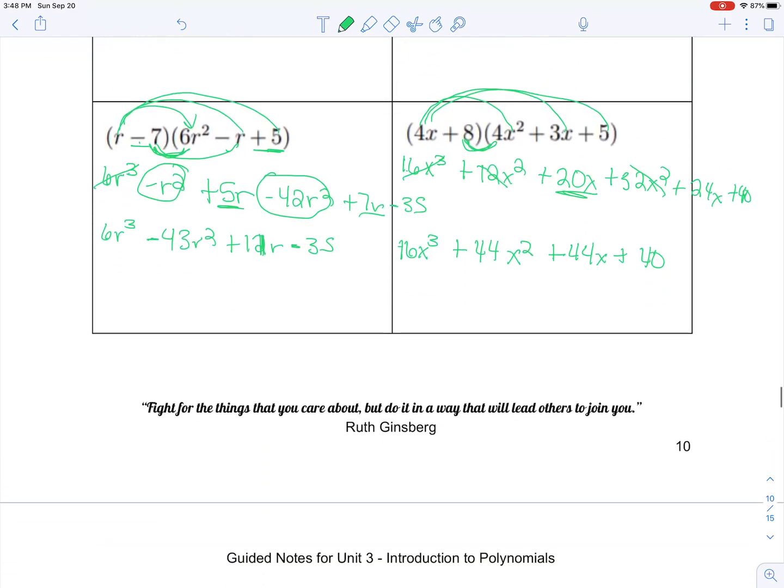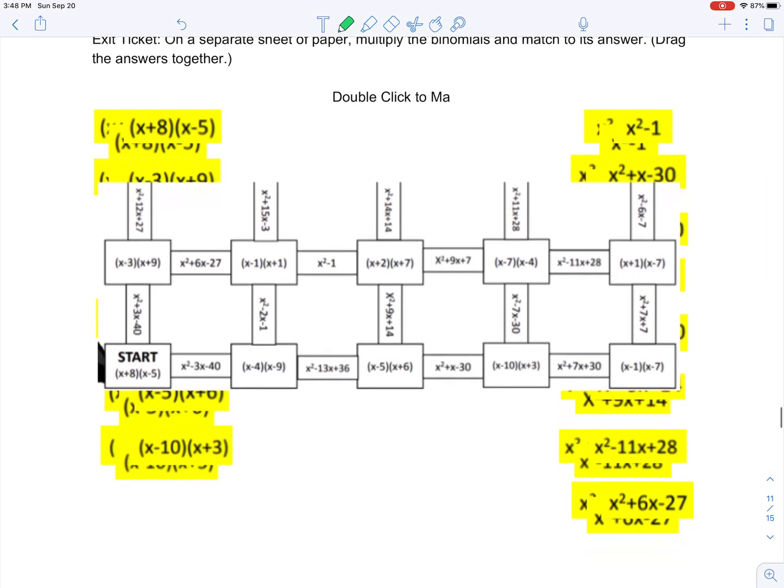Okay, boys and girls, that's it for that. Here's another activity for you to do. You're going to double click on this. When you double click on it, it's not so chaotic. And then you're going to match the left side to the answers on the right side.